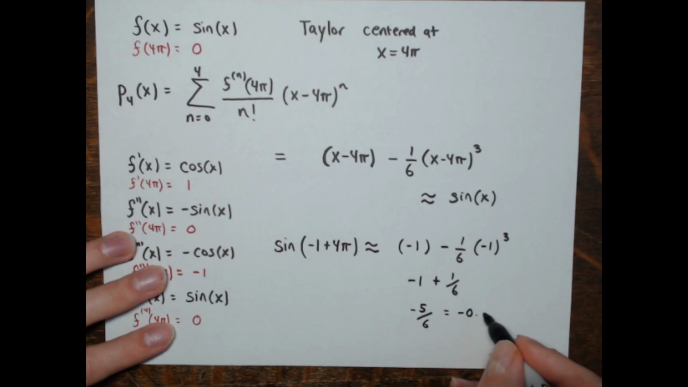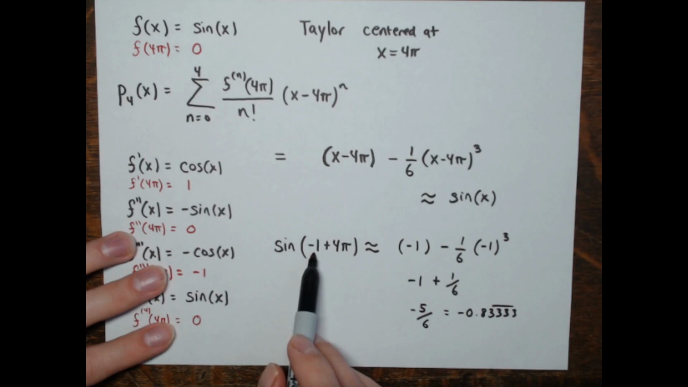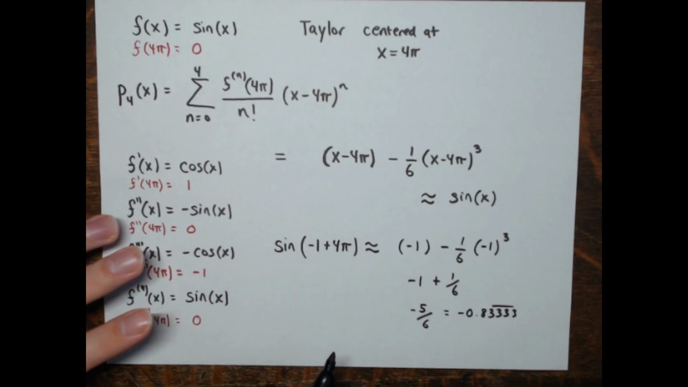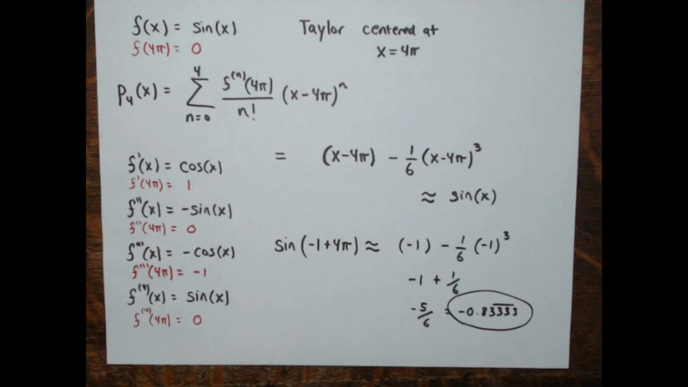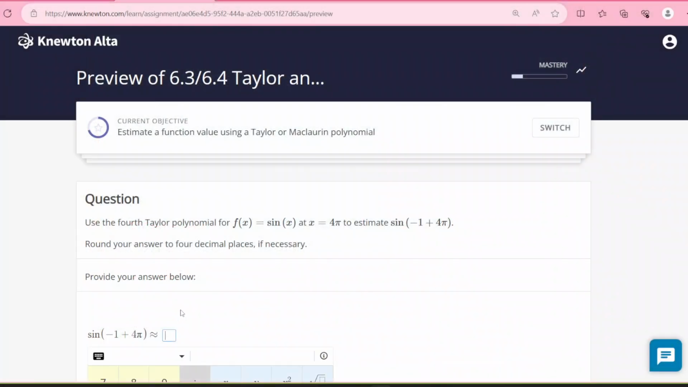which is -0.83333333, but threes repeat forever. I just know my sixths, you can go to calculator if you want. Now that is 1 unit off of the center, right? The center's at 4 pi. This is 1 unit less than that, so this might not be that accurate, but it's still an approximation, right? We're still using our polynomial to approximate this value. So I'm going to put that in to 4 decimal places. That'd be -0.8333, rounded to 4 decimal places.